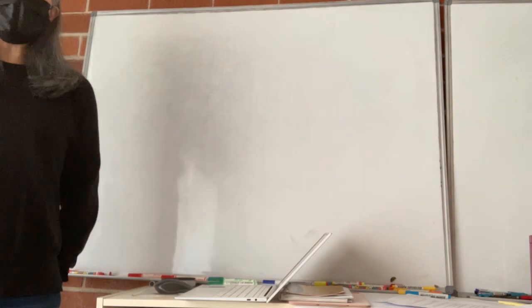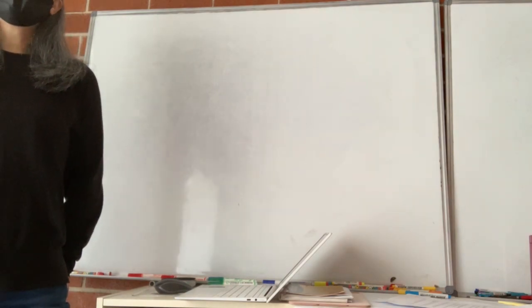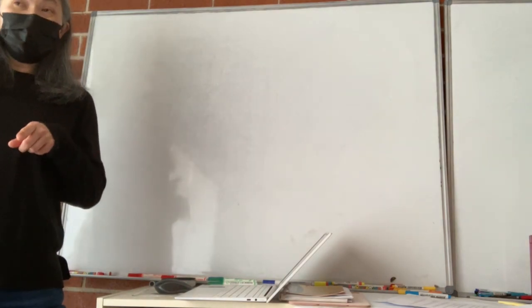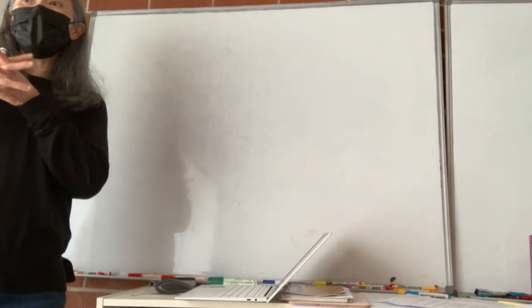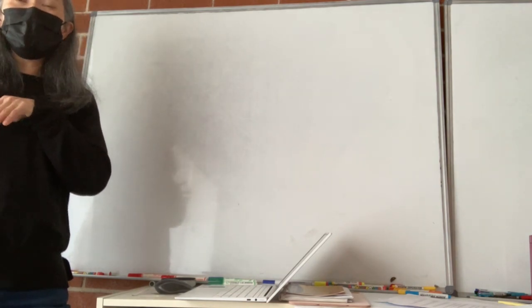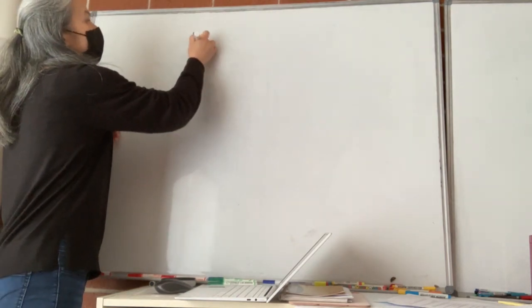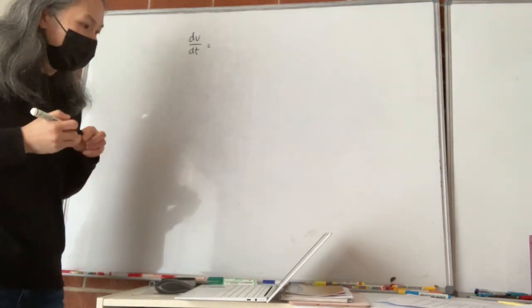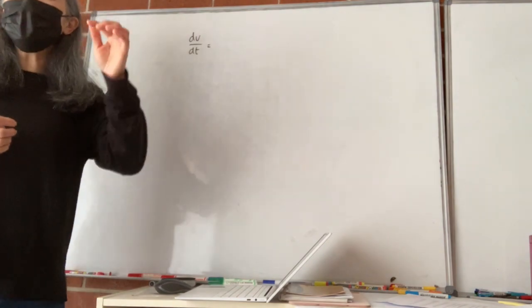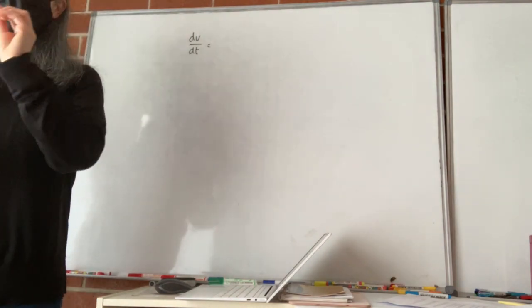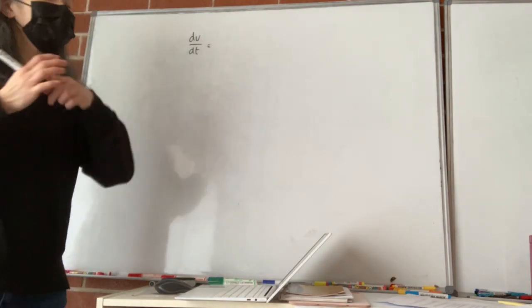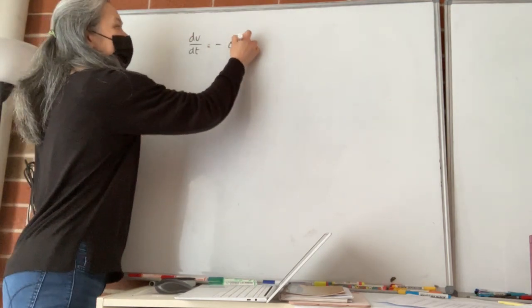Whenever we are talking about meter cube, we are talking about volume, because volume is going to give you meter cube. And per minute, that means dt. So I'm going to write that as dv dt equal to, and the water is going out, right? So the volume is decreasing. Negative.